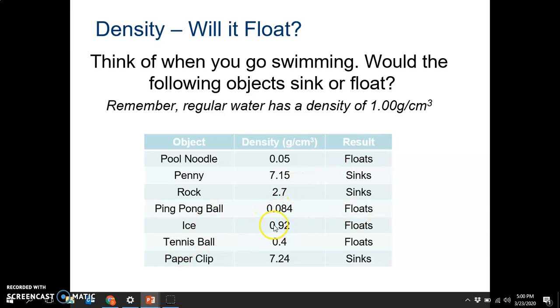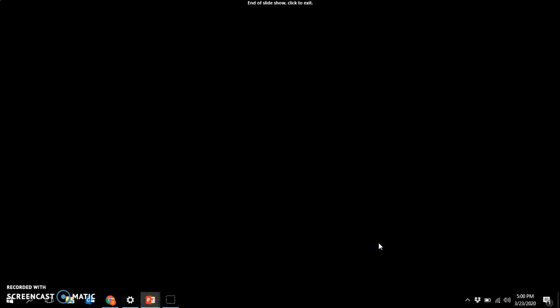It'll float. Ice actually is less dense than water, even though it's made of water. As water freezes, it expands, so it'll float. Tennis ball will float. Paperclip, even though it's really light, it's really small. So it's made of metal, right? So metal is typically pretty heavy per volume. So that has a high density, even though it's light to the feel. So it would sink. Okay. That is the conclusion of the density lesson.